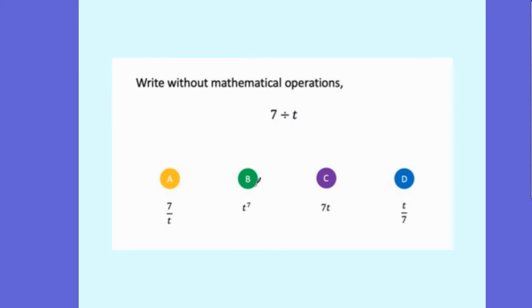And then final question, can you write 7 divided by t for me in an algebraic way without the division in the middle?